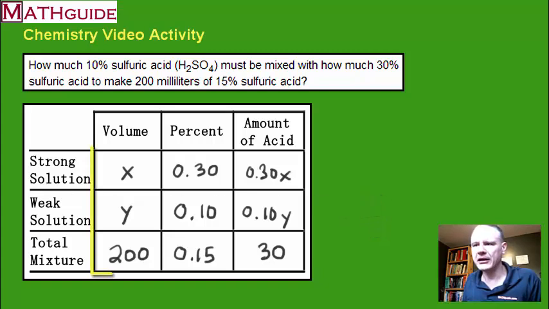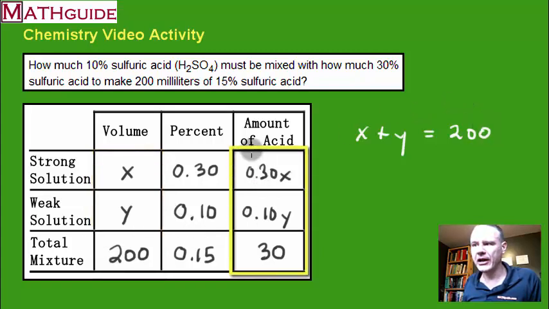If you look at the volume, you could see that we're taking X amount of the strong solution, Y amount of the weak solution. We're combining those two together to get 200 milliliters total. So whatever the amount of X is, if we add it to the amount of Y, we're going to get the total, which is 200. And there's our first equation. So X plus Y equals 200.